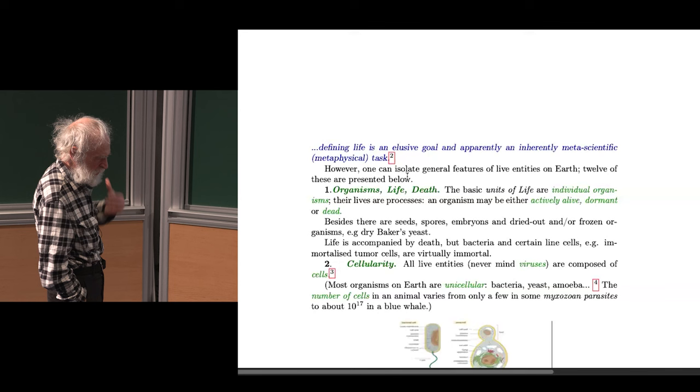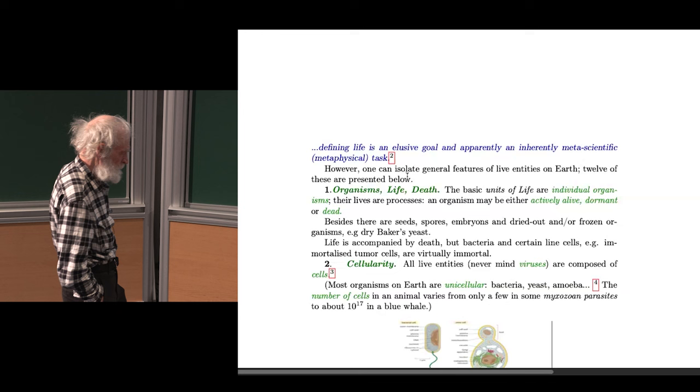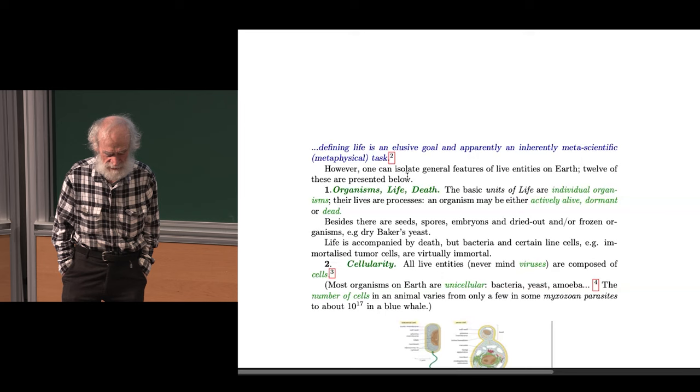Secondly, there is life and death. And this is not so easy to define. Of course, you just have all these kinds of words: somebody is moving, somebody is not, etc.